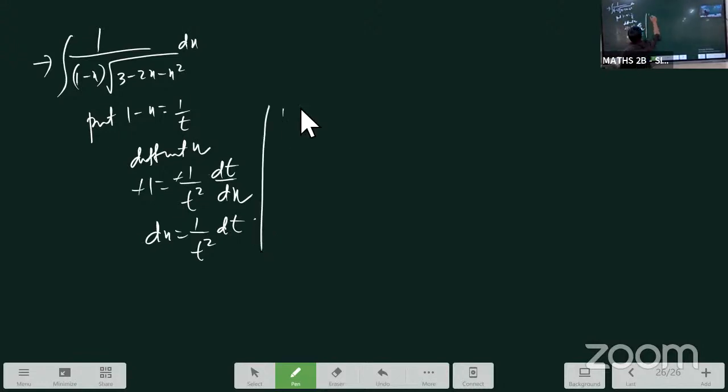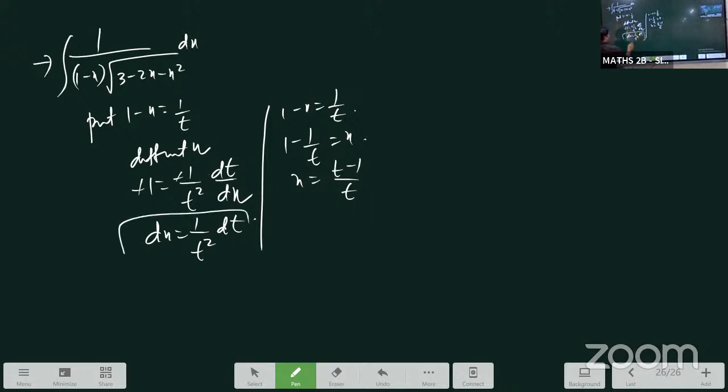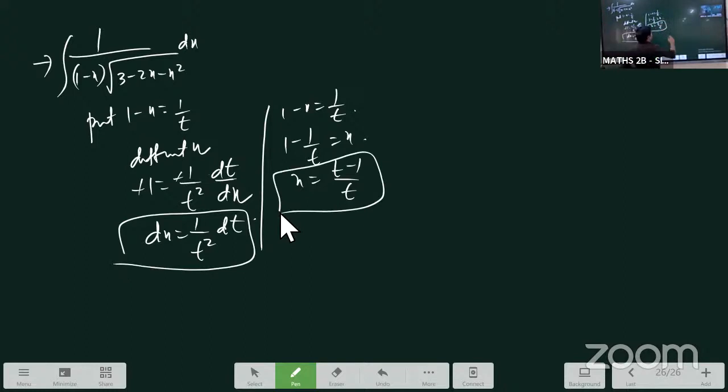Same again, 1 minus x is given as 1 by t. I want to make x the subject, right? Then 1 minus 1 by t equal to x, then x equal to t minus 1 by t. Be careful with this substitution. Now dx is in terms of t, x is also in terms of t. Now replace everything in your integration.